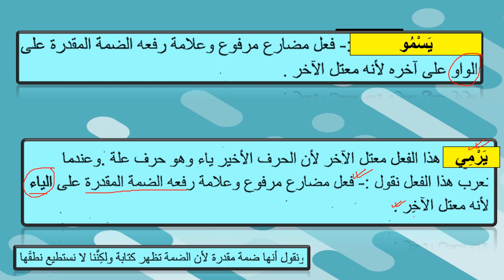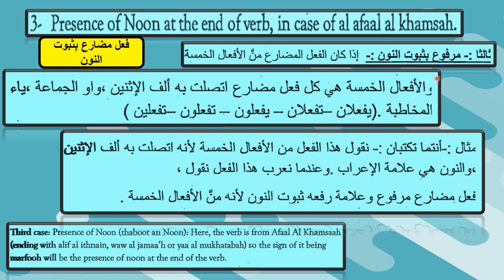And here is a small note. ونقول أنها ضمة مقدرة لأن الضمة تظهر كتابة ولكننا لا نستطيع نطقها. Means we cannot see the dhamma over the weak letter. We just know that there is a dhamma, but we cannot write it. So that is the explanation.